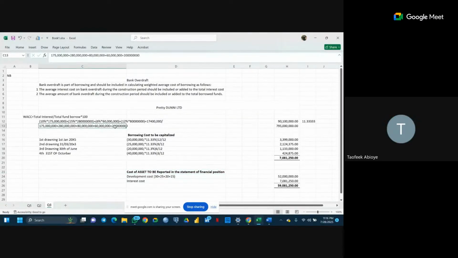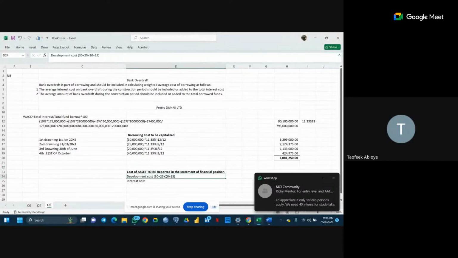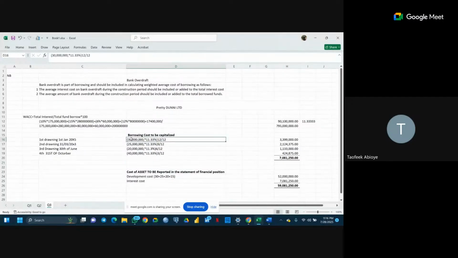It's not 90. It should be this, not 90. Oh, okay, sir. This is the fund. This is the actual total. This is the actual fund that they borrowed and used for the project. Thank you very much, sir. This is it here. You have 30, 25, 20, 40. It should be this one. This 30, 25, 20, 40 is the actual fund that we spent on the project.